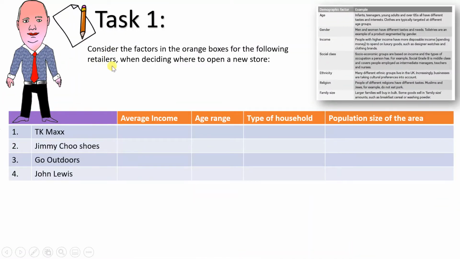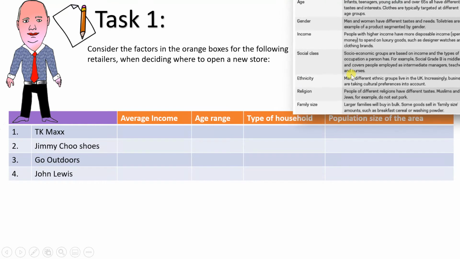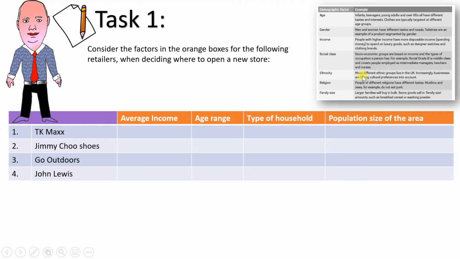Task 1. Consider the factors in the orange boxes for the following retailers when deciding where to open a new store. So you've got the retailers on the left, you've got TK Maxx, Jimmy Choo shoes, Go Outdoors and John Lewis. You've also got a smaller version of the demographic table above on the right to help you out as well. So TK Maxx, the first thing you need to do, average income.